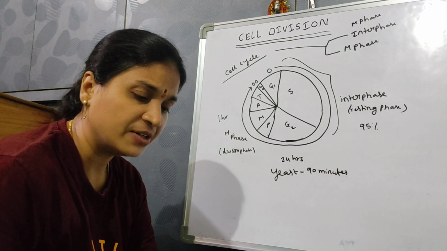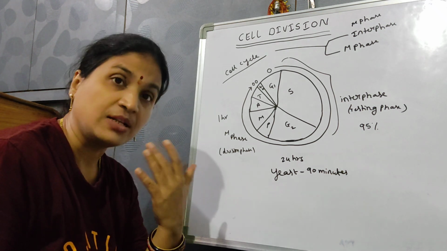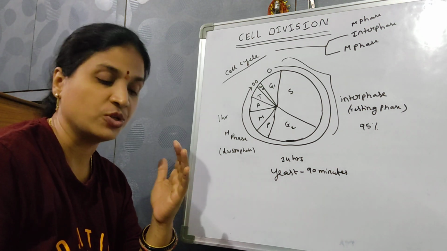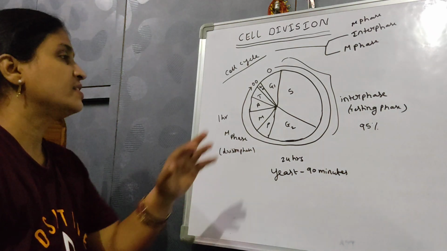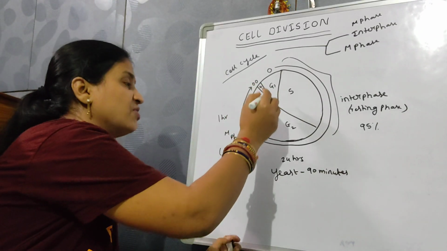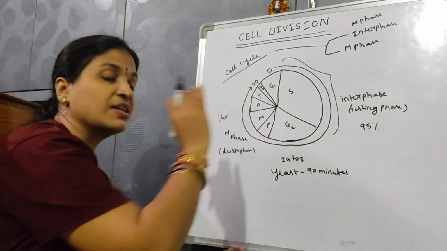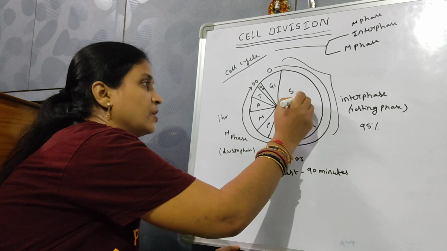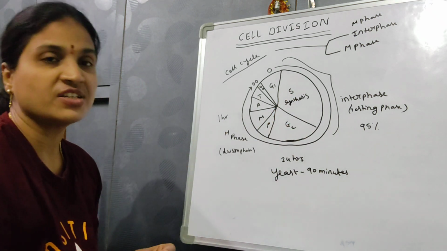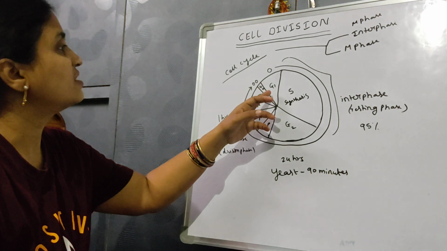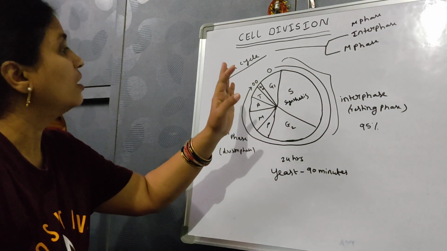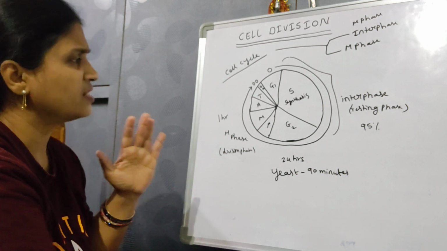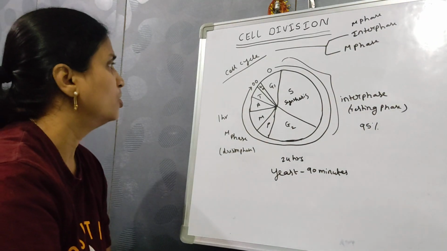So what is happening here? The cell growth is happening, the DNA replication is happening, and other cellular constituents are also prepared in this interphase. This interphase is again divided into G1 phase, S phase and G2 phase. G1 is the gap phase 1. S is the synthesis phase. G2 phase is the gap 2 phase. The G1 phase is in between the M phase and the synthesis phase. Here the cell is going to grow. The cell is going to show growth.